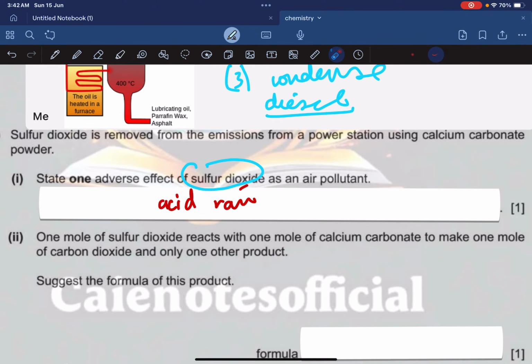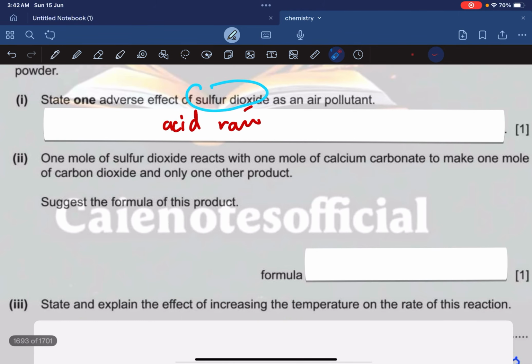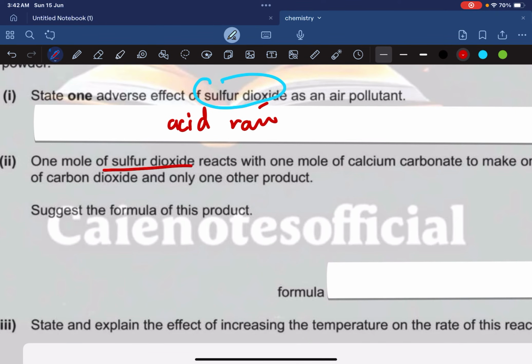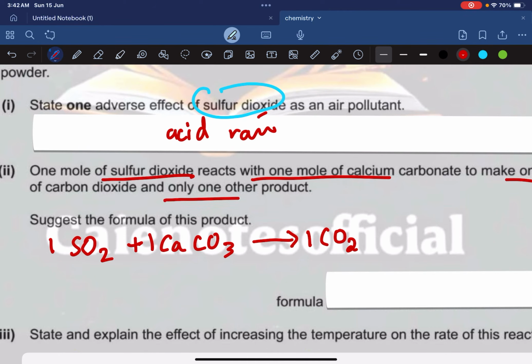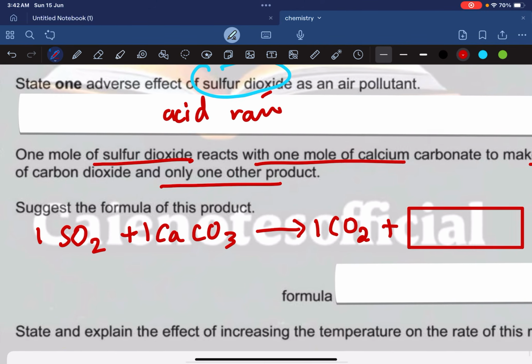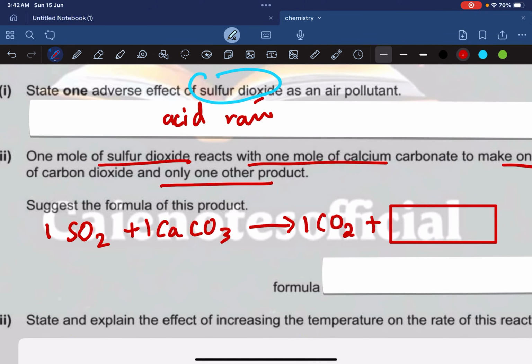Try to understand this question. Though it's of 1 mark, it requires understanding. What's happening is you have 1 mole of sulfur dioxide reacting with 1 mole of calcium carbonate, CaCO3, to make 1 mole of carbon dioxide and one other product. Whatever this product is, we don't know. What do we know? According to the conservation of mass, whatever is formed over here is going to balance the equation on the other side.